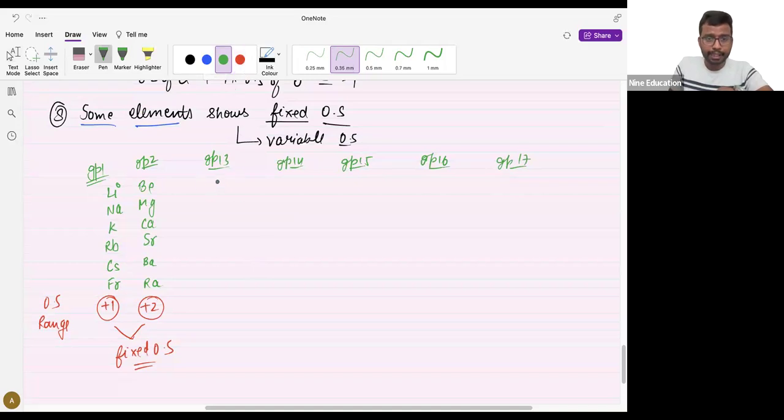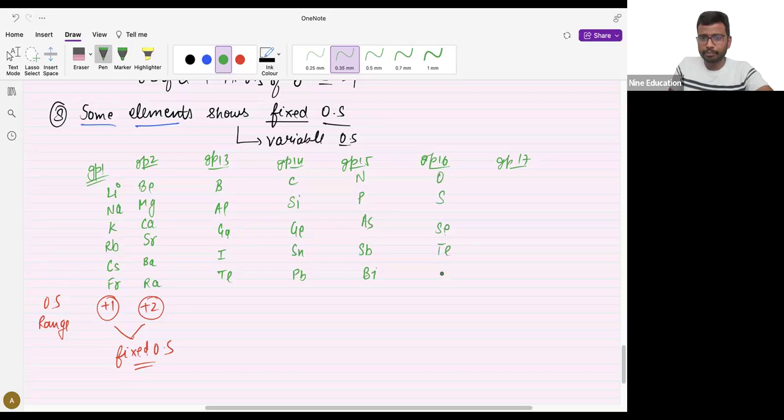ग्रुप नंबर 13 में क्या था? बोरॉन, एल्यूमिनियम, गैलियम, इंडियम, थैलियम. 14 में कार्बन, सिलिकॉन, जर्मेनियम, tin and lead. Then you have nitrogen, phosphorus, arsenic, antimony, bismuth, you have tellurium and polonium, you have fluorine, chlorine, bromine, iodine and astatine.